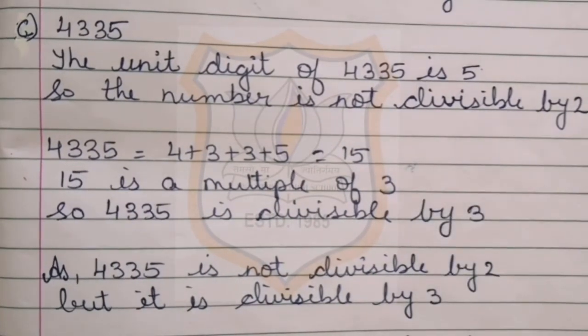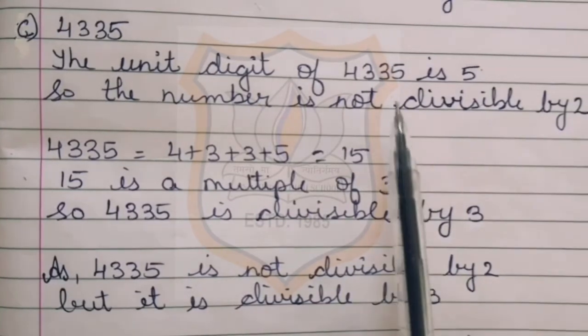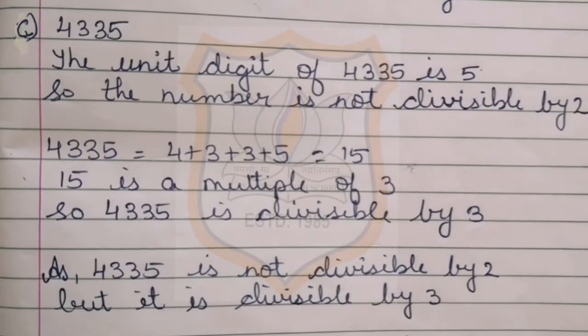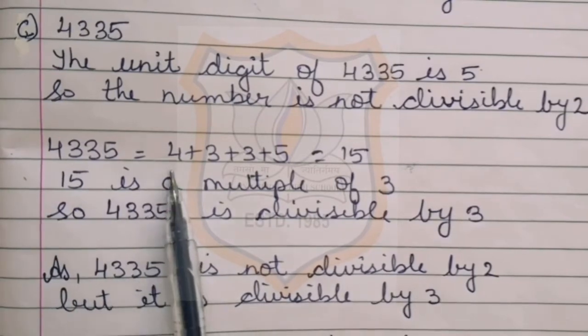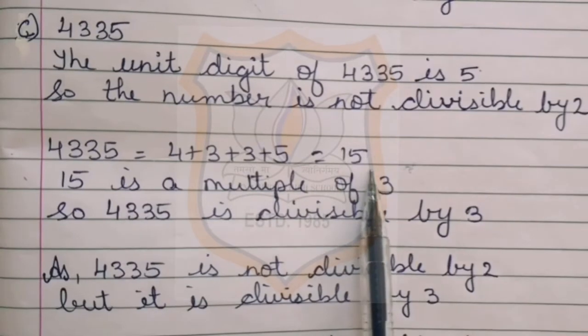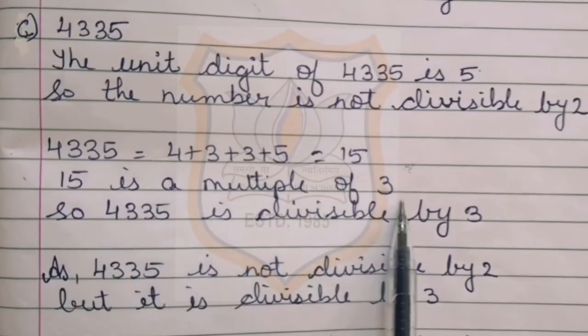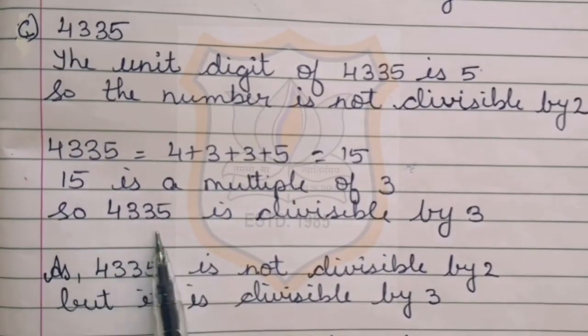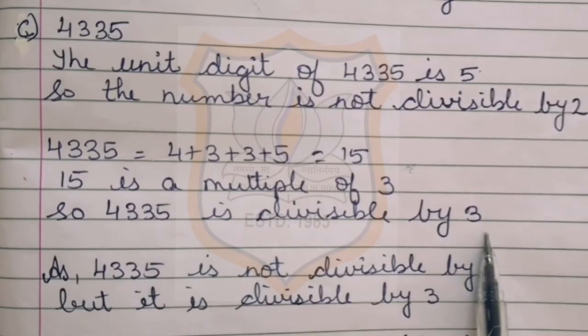As per the rule of divisibility by 2, if the unit digit is 0, 2, 4, 6, 8, then only the number is divisible by 2. Here the unit digit is 5, so the number is not divisible by 2. Again, to find out whether the number is divisible by 3, first we have to add all the digits of the given number. So first we will add 4 plus 3 plus 3 plus 5. By adding all these digits, we get 15. And 15 is a multiple of 3. So 4,335 is divisible by 3.